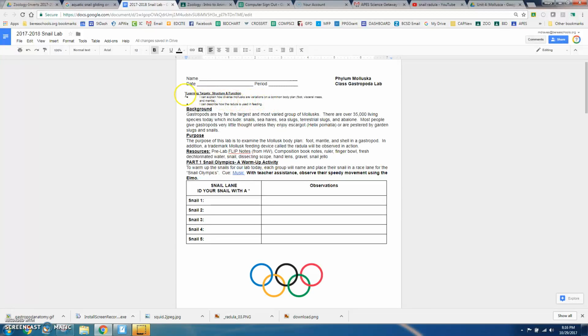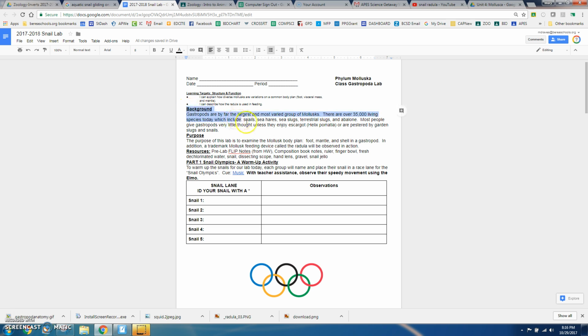So our learning target here: you should be able to explain the variations on this body plan, where they have a foot, a visceral mass, and a mantle. Remember, visceral mass is a fancy word for their guts. In this case, they also have a shell, which is what we're going to have in class, but there are gastropods with no shell. You also will be able to explain how a radula is used when feeding.